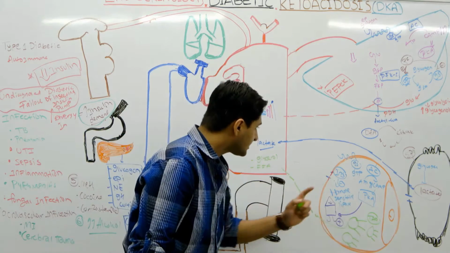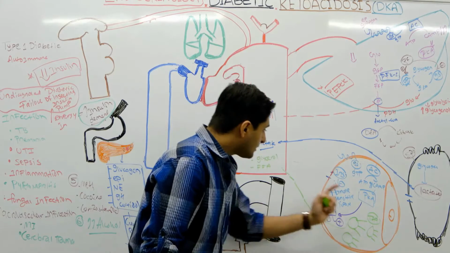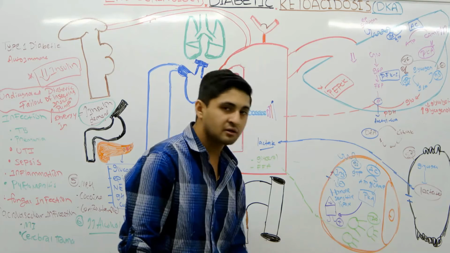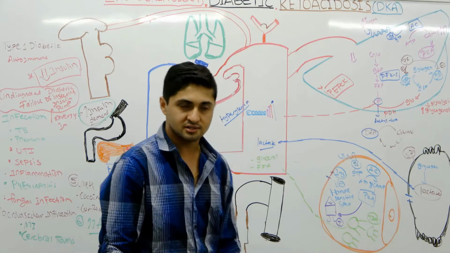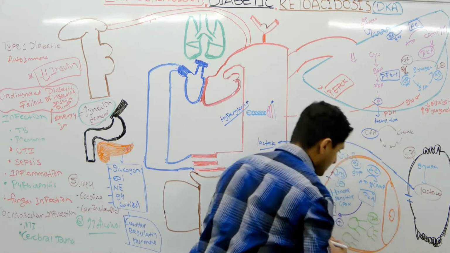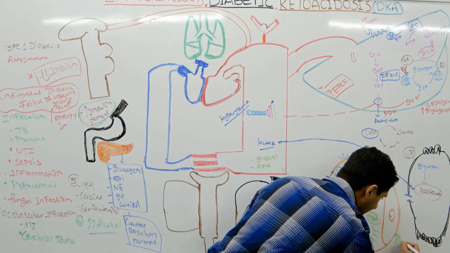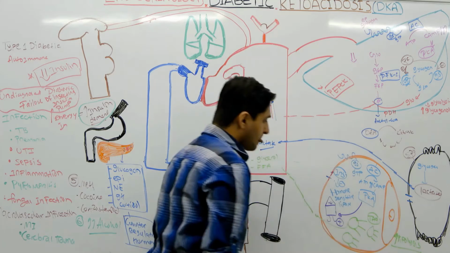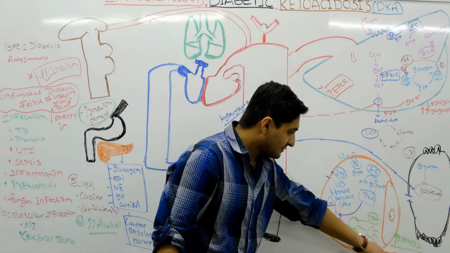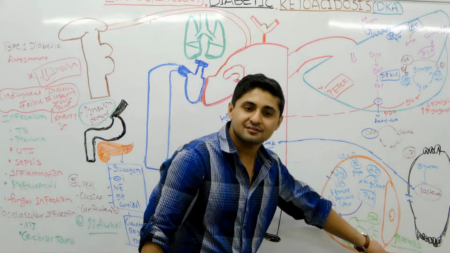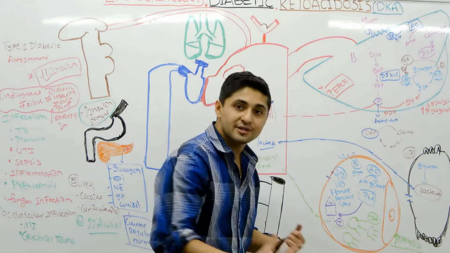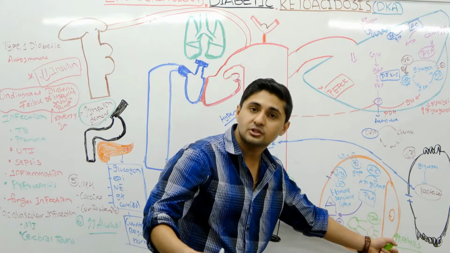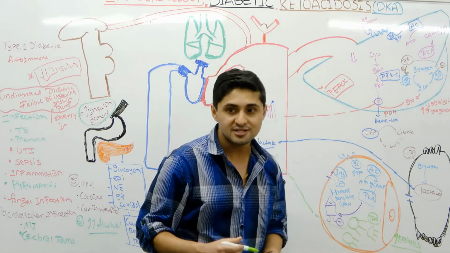Now, what is that process called? Whenever you are breaking down your fat molecules, this process is called lipolysis. So there's an increase in lipolysis. That means there is a decrease in lipogenesis, right? So you increase lipolysis, or another way of saying it is that you're decreasing lipogenesis. That's what is happening.